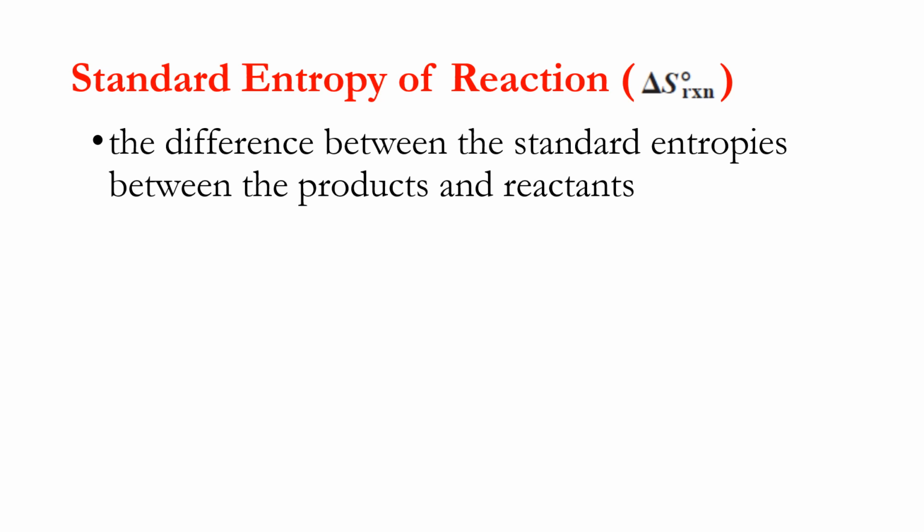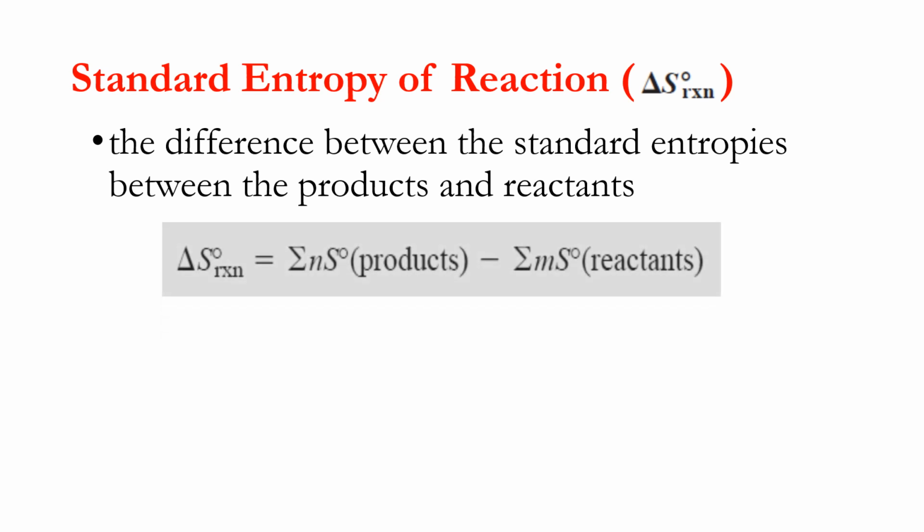So if we have a particular chemical reaction, that is what we consider the system. To determine the standard entropy of that reaction, we get the difference between the standard entropies of the products and the reactants. In equation, the entropy of the reaction is calculated as the difference between the standard entropies of the products and the standard entropies of the reactants multiplied by their stoichiometric coefficients.